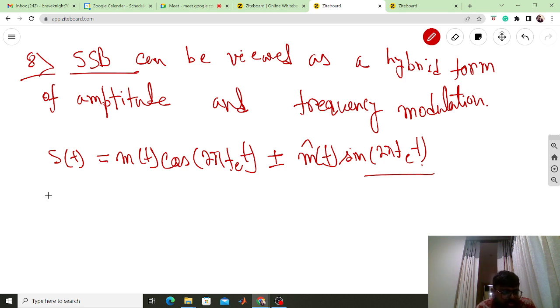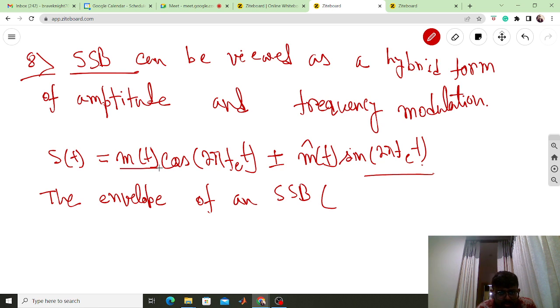Now you have to answer the envelope of an SSB. Just consider that m(t) is the message signal. Basically the question is, what will be this envelope? You have to comment on what is the envelope of this signal.